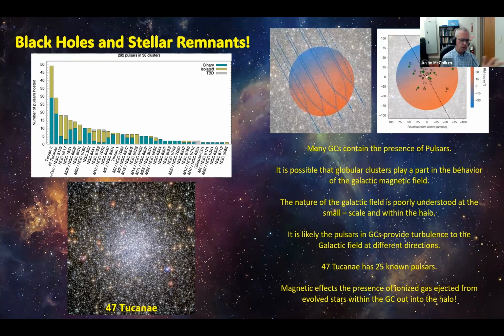The turbulence is causing the magnetic field to go in different directions. And that's creating this shock wave in which the gas being blown out from the more massive stars, from the main sequence stars on the edge of the globular cluster, is being pushed out towards the edge of the globular cluster, out into the halo.